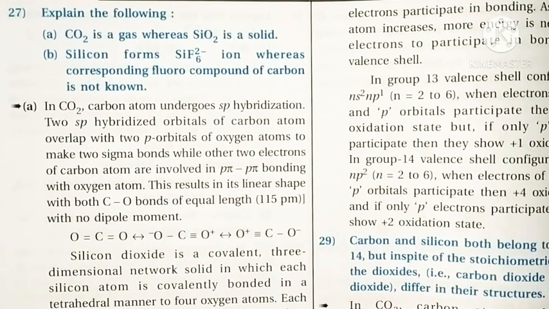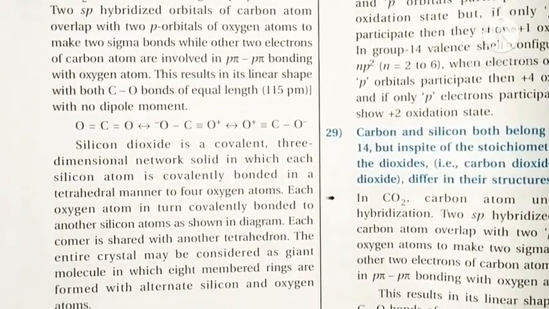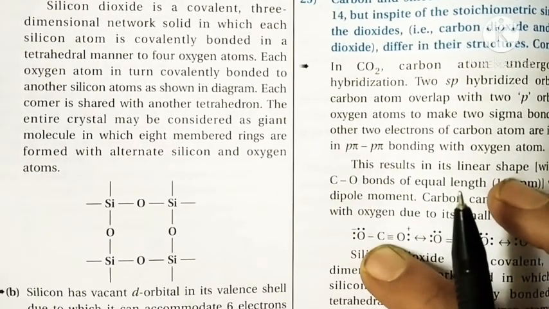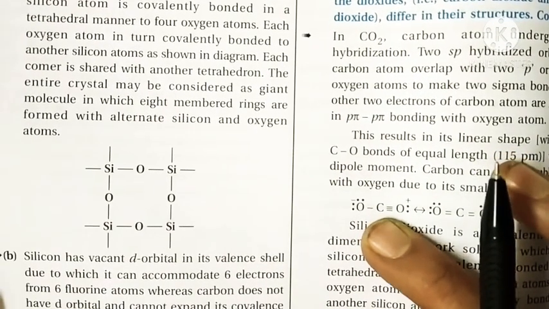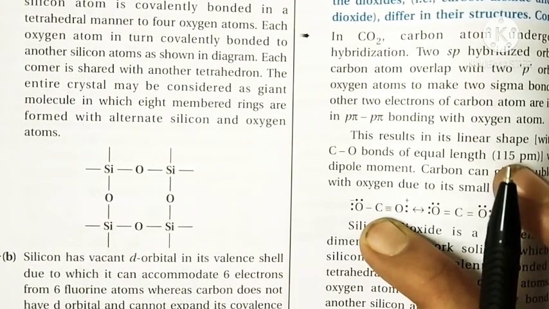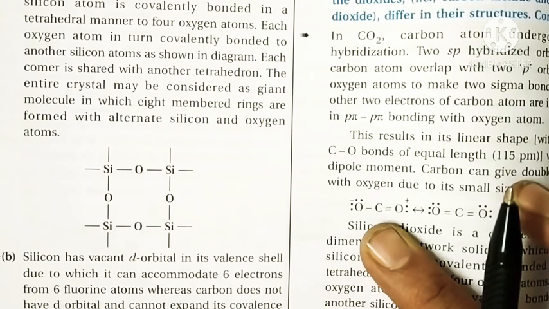But we know that silicon dioxide is covalent in nature, a three-dimensional network solid in which a silicon atom is covalently bonded in a tetrahedral manner to four oxygen atoms. Each oxygen atom in turn is covalently bonded to another silicon atom, as given in this figure. The entire crystal may be considered as a giant molecule in which 8-member rings are formed with alternate silicon and oxygen atoms.